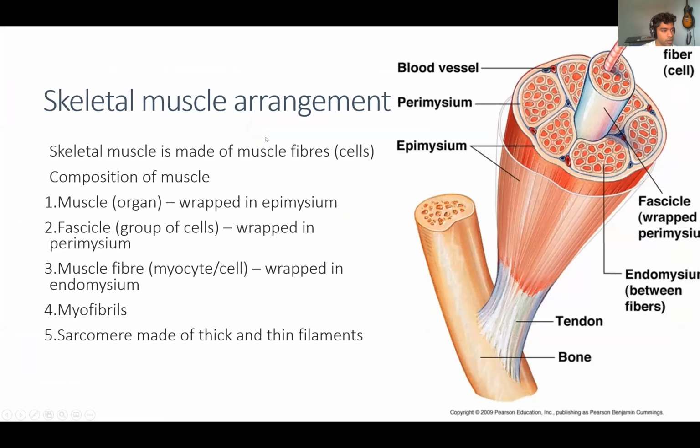The skeletal muscles are arranged such that the sarcomere is made up of thick and thin filaments. The myofibril is one long fiber of lots of sarcomeres joined together. A muscle fiber is a lot of myofibrils joined together in one cell. So the muscle fiber is one cell, and that's wrapped in endomysium. You bring a lot of muscle fibers together, you wrap them all together in perimysium, and that's a fascicle. Then you bring a bunch of fascicles together, you wrap them in epimysium, and that's a muscle.